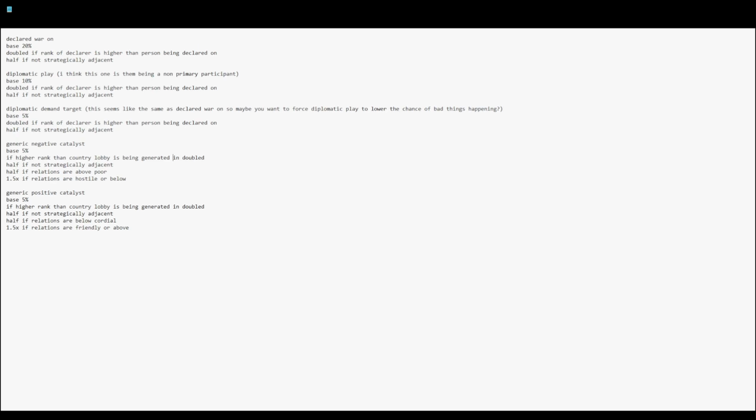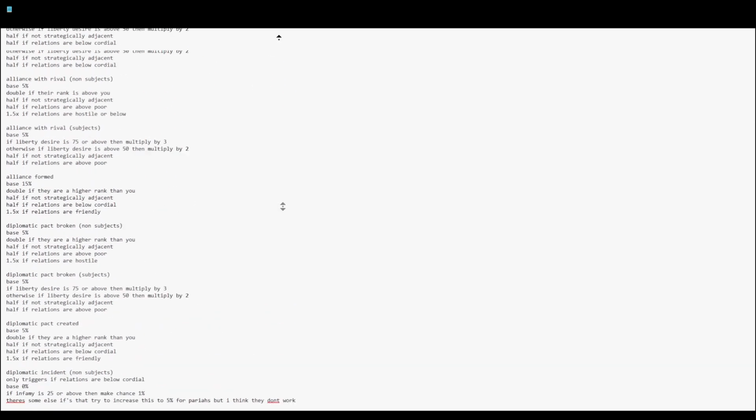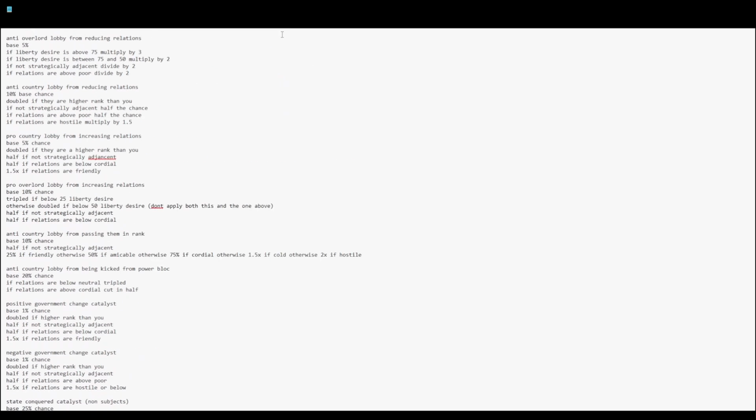Now we move on to lobbies.txt, which will tell us every single way to generate a lobby. First of all, I've got the anti-lobby from reducing relations. Base of 5% chance. If liberty desire is above 75, multiply by 3. If liberty desire is between 75 and 50, multiply by 2. If you're not strategically adjacent, which means bordering but includes subjects, then divide by 2. If relations are above poor, divide by 2.